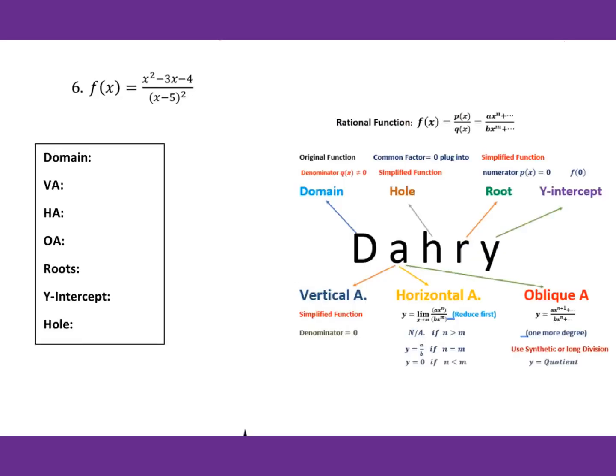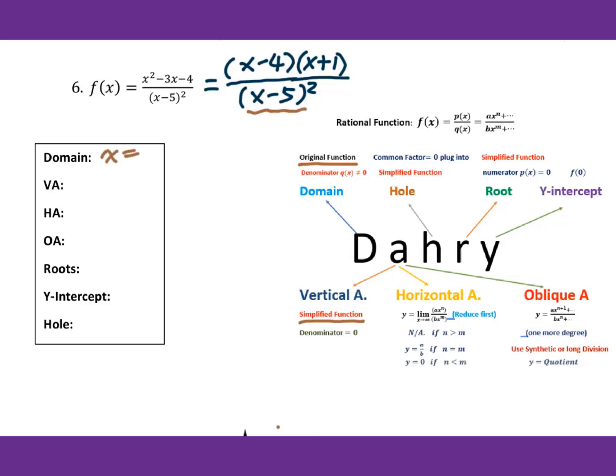Let's go to number 6. We still factor the top. You get (x minus 4)(x plus 1) over (x minus 5) squared. For the domain, since we didn't reduce a common factor, the original function will be the same as the simplified function. For the domain, we make the denominator not equal to 0, so x not equal to 5. The vertical asymptote line is x equals 5.